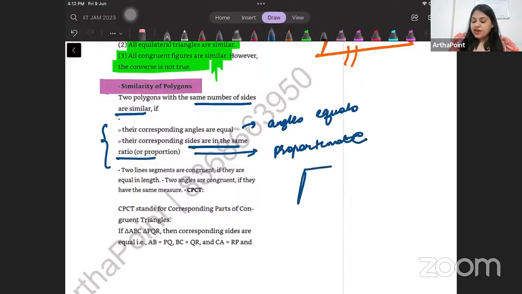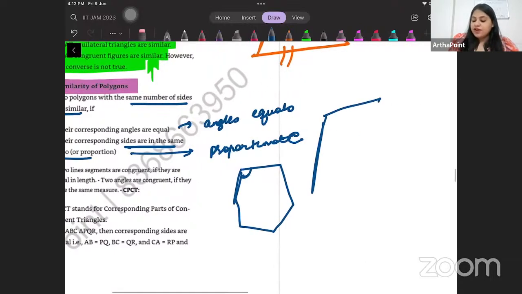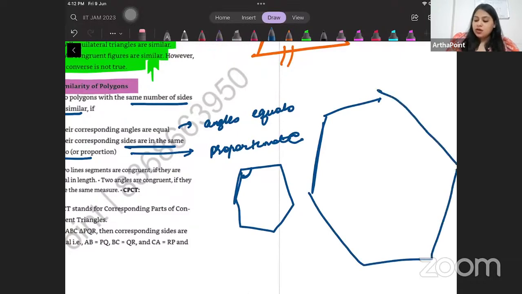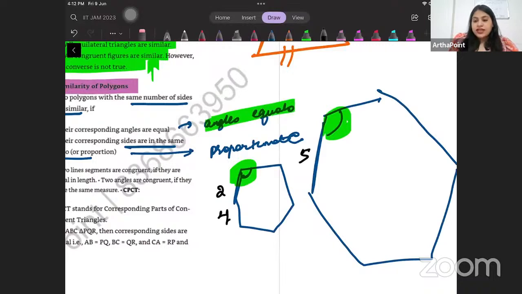So, for example, if I draw a polygon, and then I draw a bigger polygon, the angles should be equal and the sides should be proportionate. If this is 2 and this is 5, and if this is 4, then the ratio has to be the same. If this is 2:5, then here also 2:5 has to be maintained. So this length should be 10.